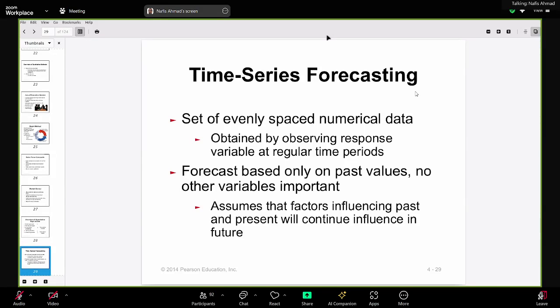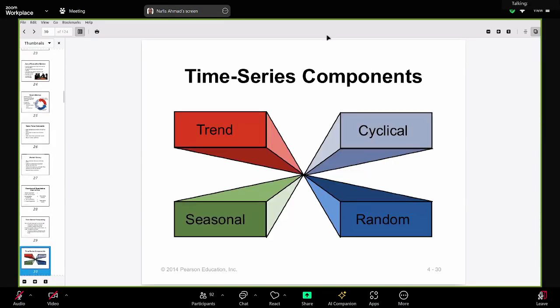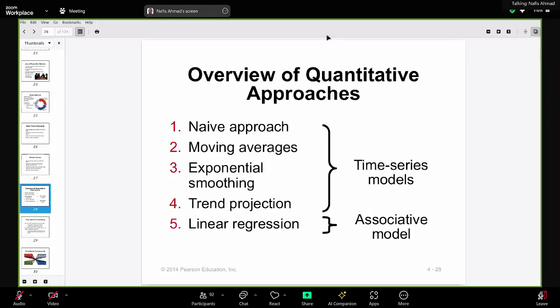So these few techniques are known as time series models because the forecasts were done based on time, for different times. But there are some situations where we forecast based on other scenarios, other factors also. So we'll discuss later. Okay.